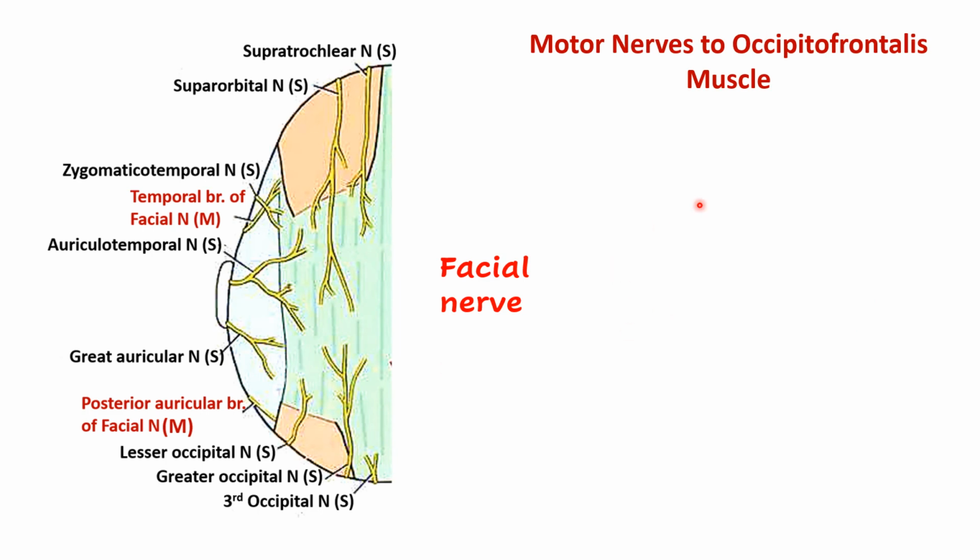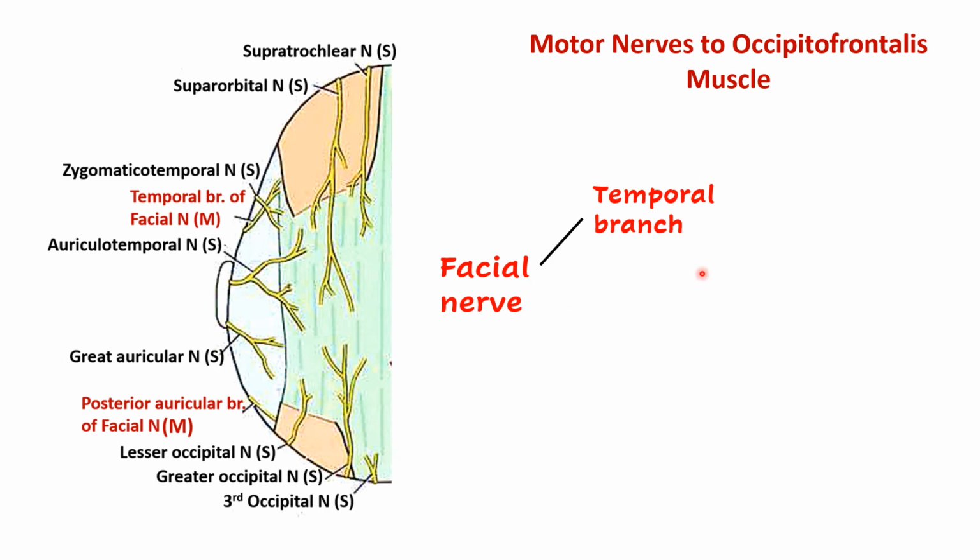Coming to motor supply, as I said, which muscle will be supplied here? Occipitofrontalis muscle. So here we can see this green is the epicranial aponeurosis. This is the frontal belly, and this is the occipital belly of occipitofrontalis muscle. Which nerve is supplying? Facial nerve. Now you can see these muscles are quite apart or far away from each other, the bellies. So one branch from facial nerve cannot supply. You need to have two branches. So let us look at the branches now.